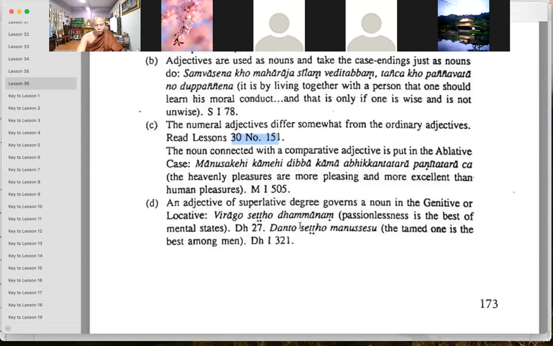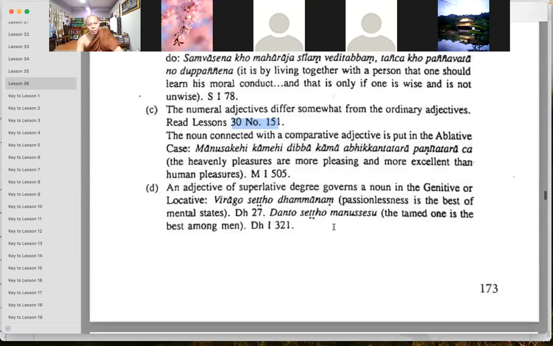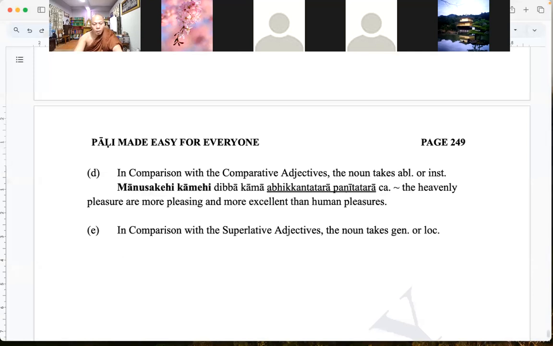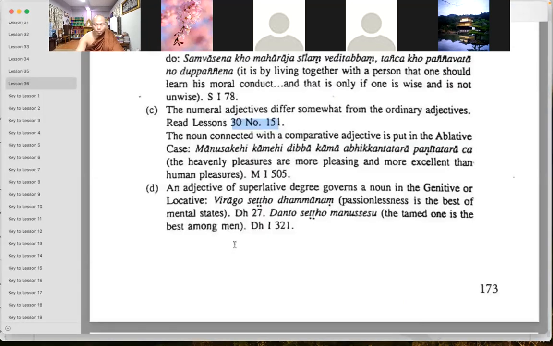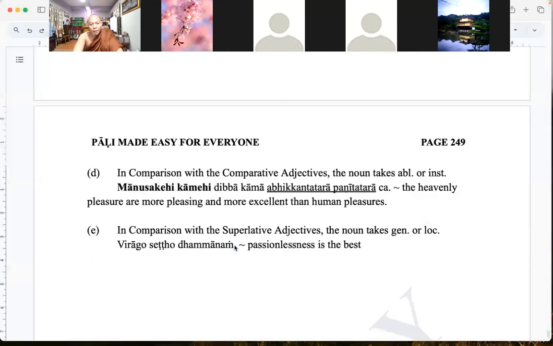Virago seto dhammana. Here seto is a superlative adjective. Dhammana is genitive. Virago is passionless. So passionlessness is the best, the best of mental states, dhammana.